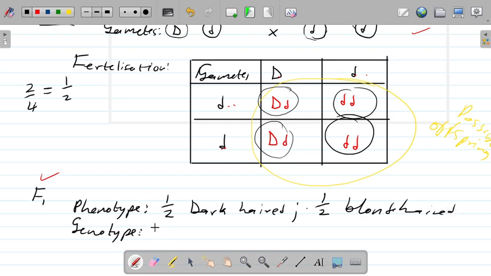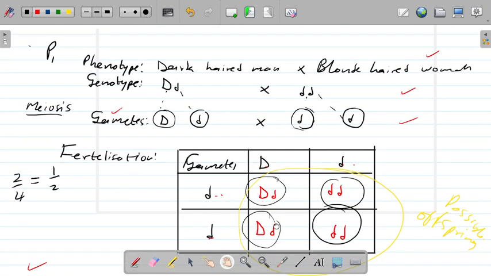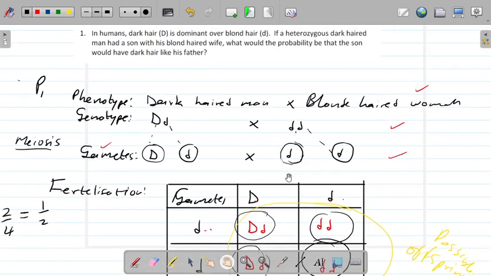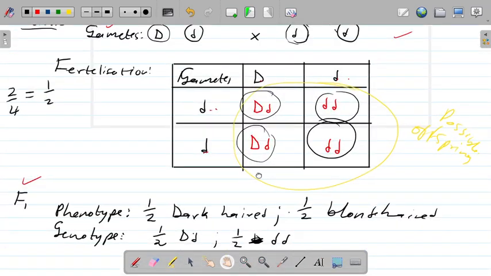And then our genotype is the same: 1 over 2 is big D small d, and 1 over 2 is small d small d.